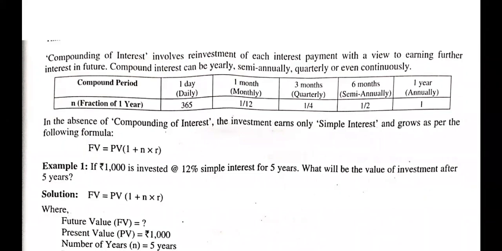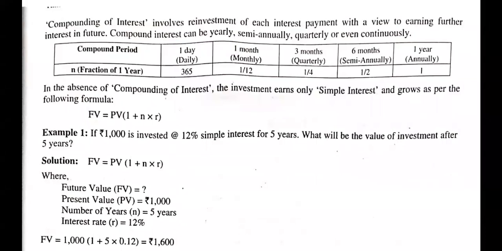So we'll use the formula future value equal to present value into bracket 1 plus n into R. So future value we don't know, it is question mark. Present value it is 1000. Number of years it is 5, and interest rate it is 12%. Okay, let us use this formula.